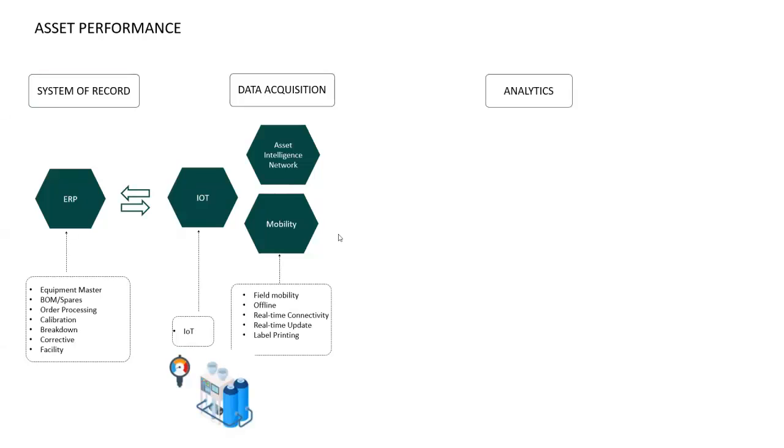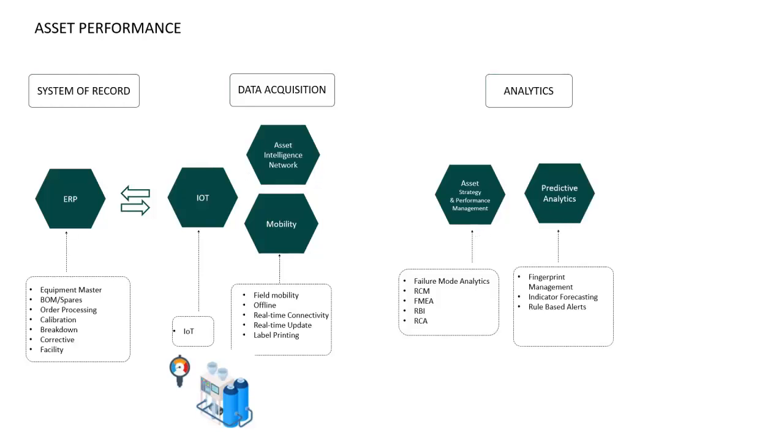Then the next step is the analytics. So we have an ERP, we have the baseline information, we have started to acquire the data, and now the next step is the analytics. And that's where the asset strategy performance management tools come into picture, where you can do failure mode analysis, reliability centered maintenance analysis, FMEA, RBI, RCA. So these are the different analysis modes which are available, which help you to use the right information, do the analysis, and finally do the predictive analytics.